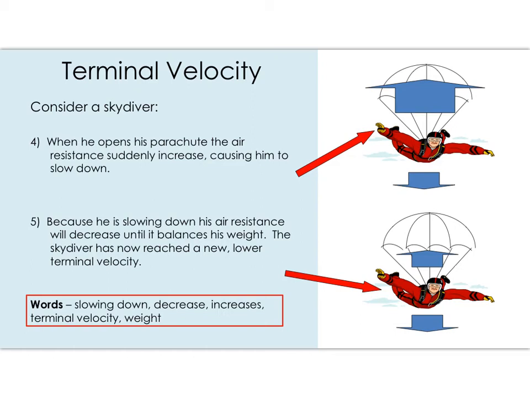Eventually, the air resistance will decrease to the point at which it equals weight again, and the skydiver will now be moving at a new constant velocity, which is his terminal velocity whilst using a parachute. Because these two are balanced, there's no resultant force, and he's travelling at constant velocity, which is much lower when he's got his parachute open than it would be without.